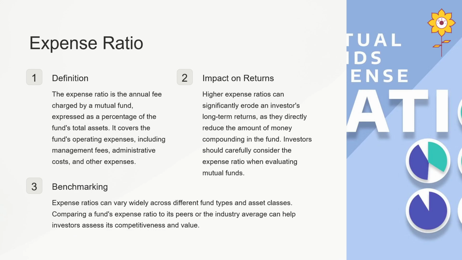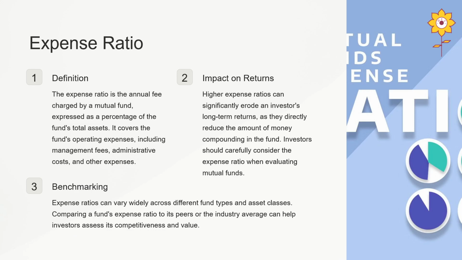It's like when you have a return, you always deduct expenditures from it to arrive at your actual returns. So net returns of a mutual fund are where you deduct your expenses. An expense ratio is a kind of liability of the mutual fund for you as an investor. So you have to know what exactly is your liability when you're investing in a mutual fund. It covers fund operating expenses, management fees, administrative costs, entry and exit load, the benchmarking ratios, and the impact on returns.